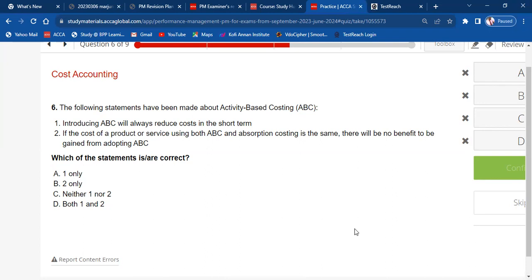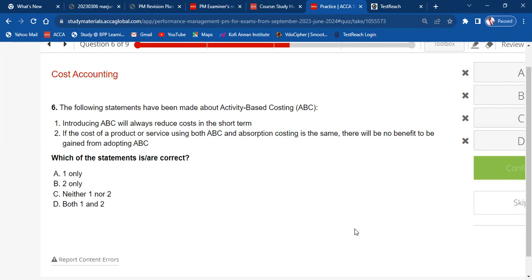Sometimes the cost of implementing ABC can exceed the benefits, especially when your overhead costs are not huge and you produce a similar range of products. In that case, "ABC will always reduce costs in the short term" cannot be true, because sometimes it can increase your cost.